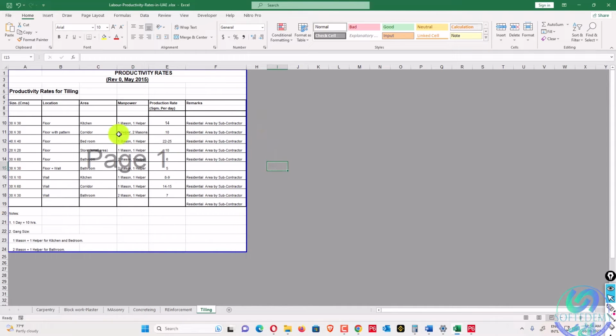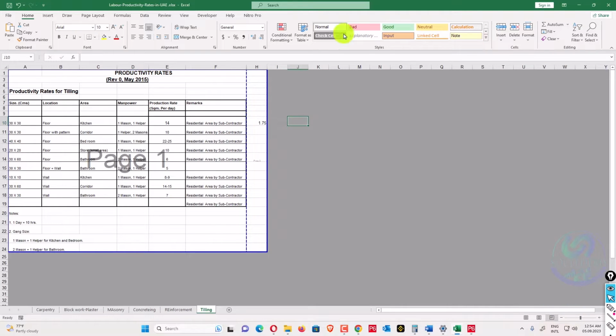So this is tiling work, and it's in square meters per day. If it is square meters per day, we have to calculate for the hour. First of all, we can convert that to hours. This one is 1.75 square meters per hour.